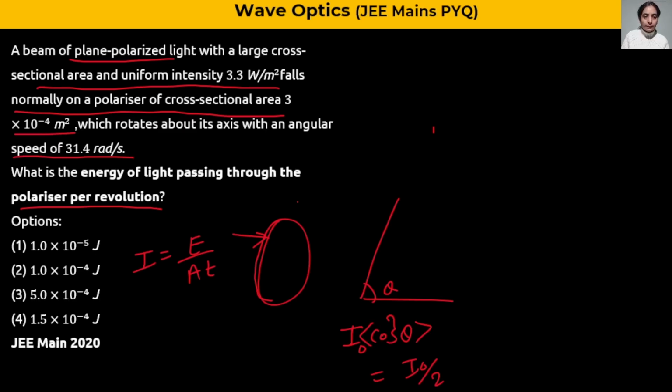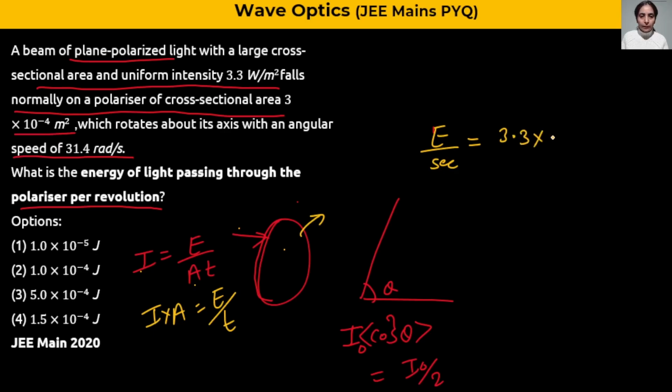You also know the question gives the area as 3 into 10 to the power minus 4. So what is the value of energy per second that this polaroid will receive? The energy received per second will be equal to intensity into area. If you do I into A, you get E by t, energy falling per second. So that is equal to intensity, which is 3.3, into area, which is 3 into 10 to the power minus 4.